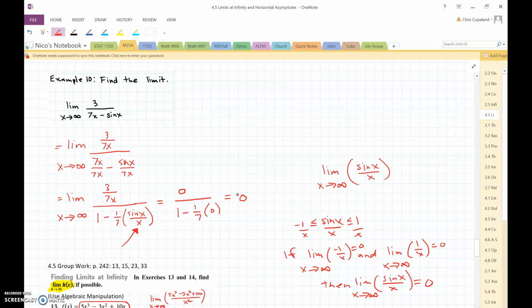Again, it's really important to show your work. On a test, you wouldn't want to just say, oh, this is 0. I'd want to see the explanation here.